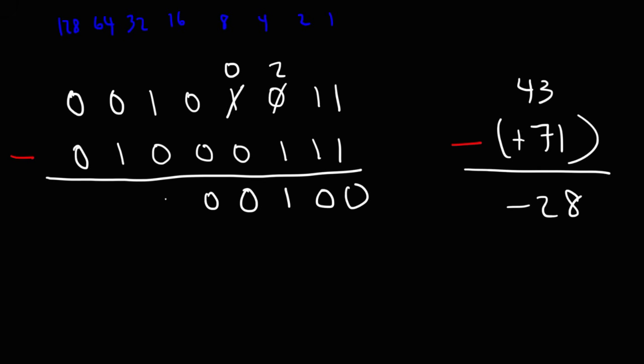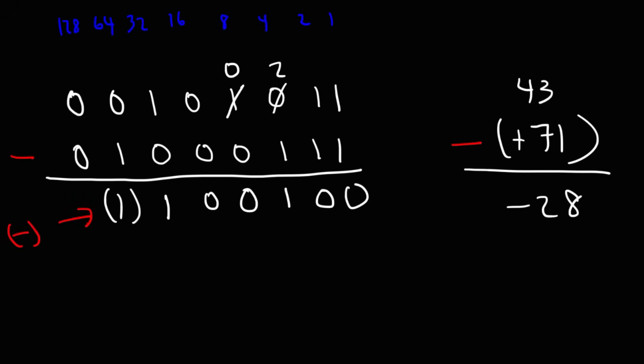1 minus 0 is 1. Now, 0 minus 1, we have that situation again. But notice that we can't borrow a 0 here. And also, it's the last one. So, in this case, I'm going to put negative 1 here. Or rather, I'm just going to put 1 in parentheses to indicate that this is a negative value.